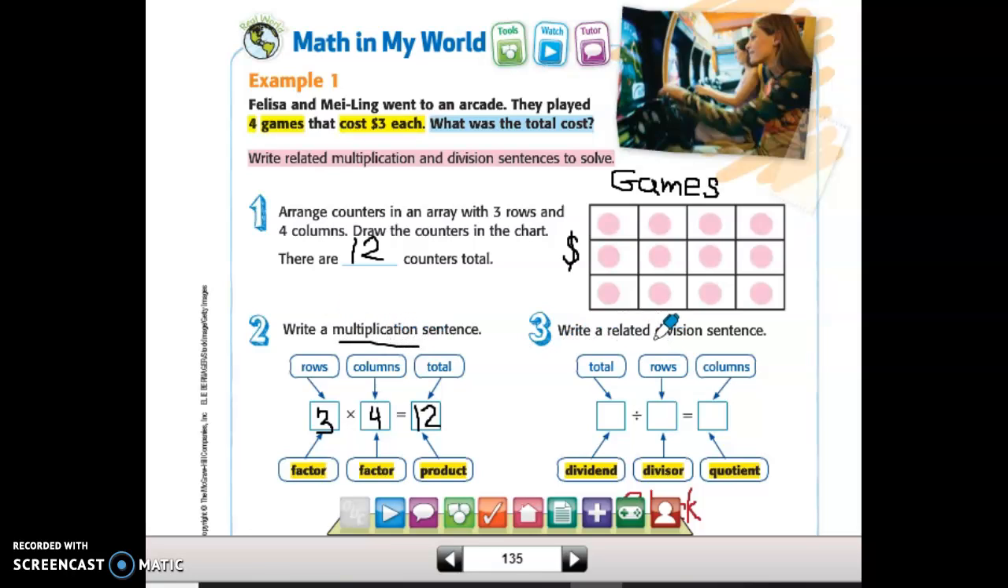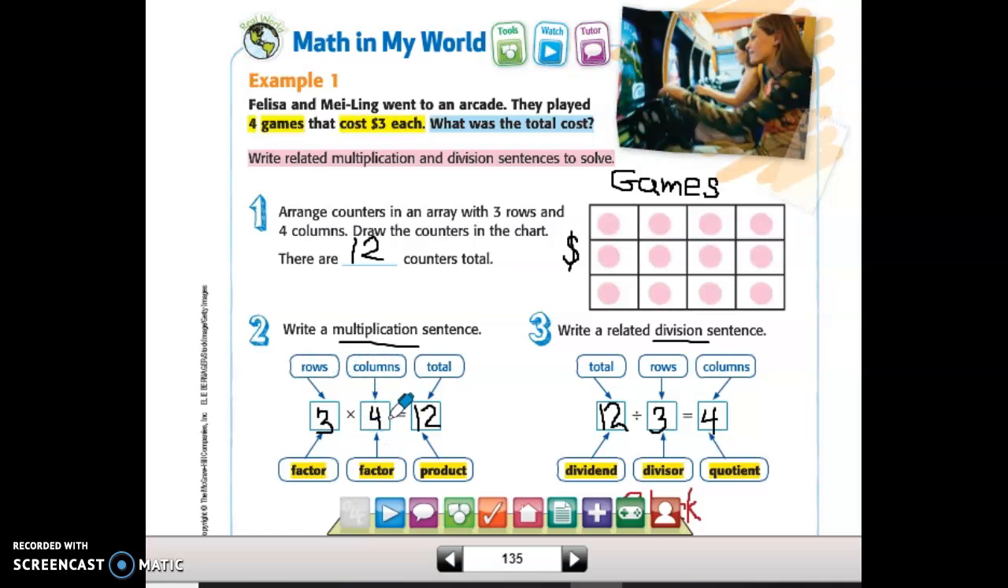Now we have to write the related division sentence. And with division, the largest number is always the first number. So the total is first in the division, and the number of rows, 3. And 12 divided by 3 is 4. So that's our quotient. And they've got labeled factor, factor.